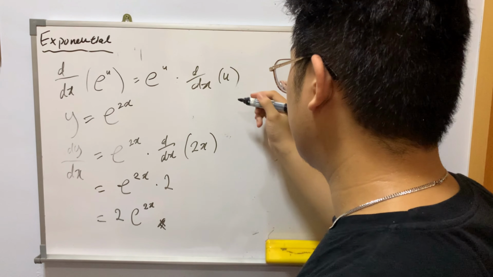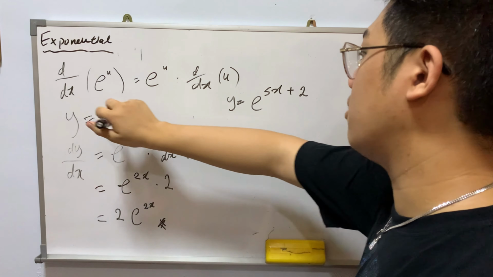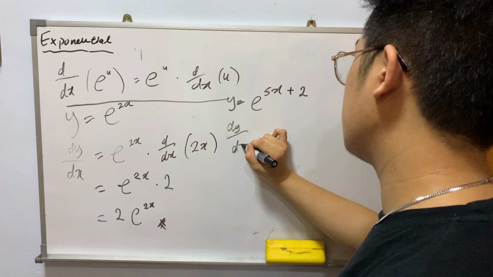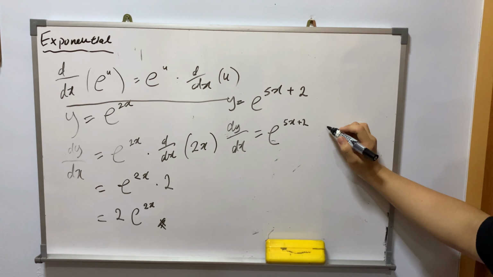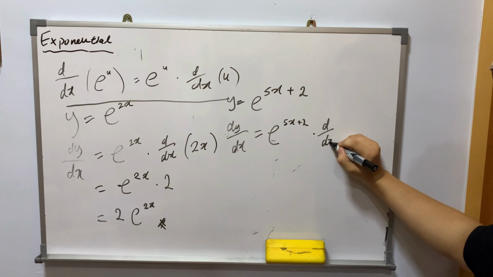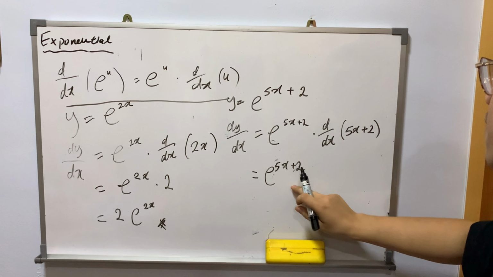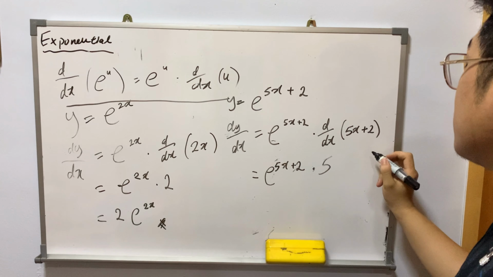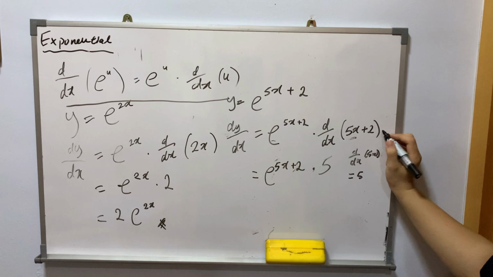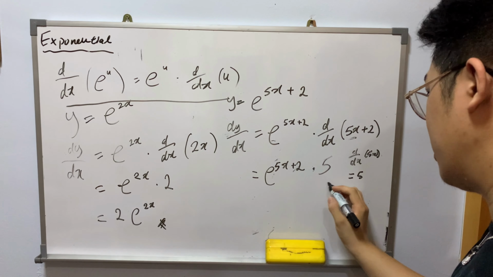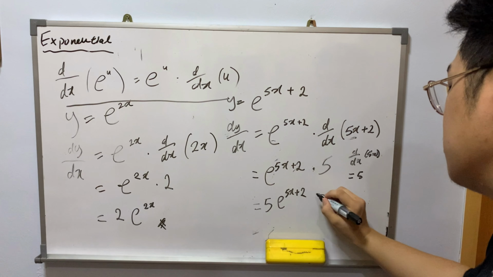Another equation that we have here is y equals e to the power of 5x plus 2. By applying the same formula, dy over dx will become: we rewrite whatever is in the original equation, times d over dx of this power, which is 5x plus 2. So e to the power of 5x plus 2 times 5, because the derivative of 5x equals 5 and the derivative of 2 is nothing. So we are left with 5 here. We rewrite this, which becomes 5 e to the power of 5x plus 2.